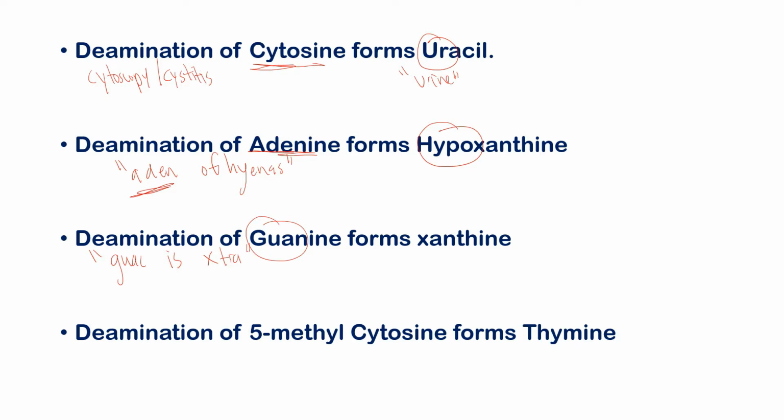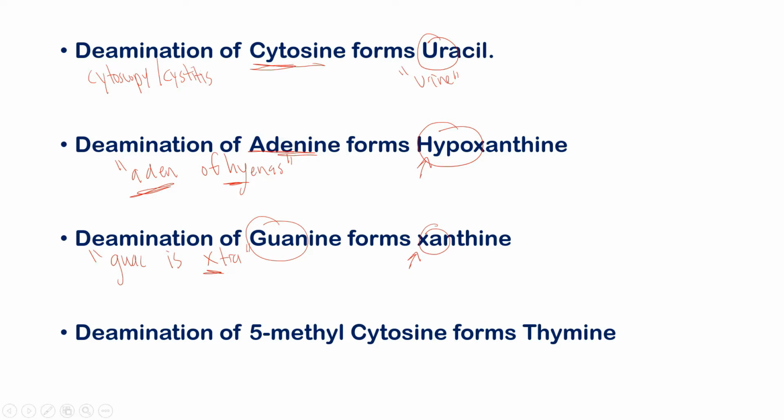So that will help you remember guacamole is for guanine, and then the extra part will help you remember this is xanthine. Do you see how hyenas is the H for hypoxanthine, and then the extra will help you remember just xanthine. That will separate the two.